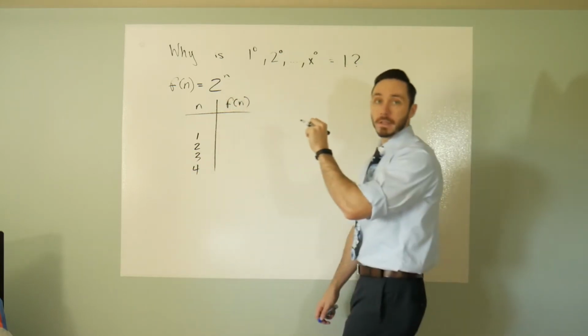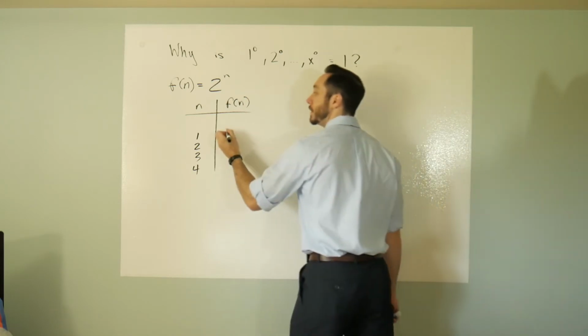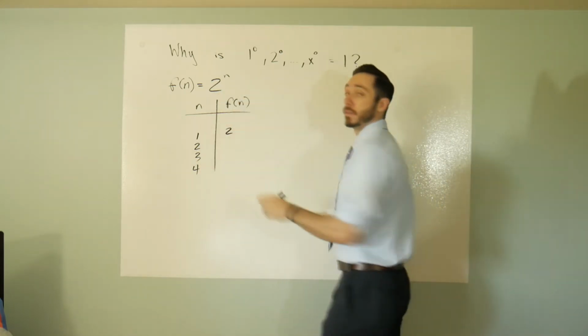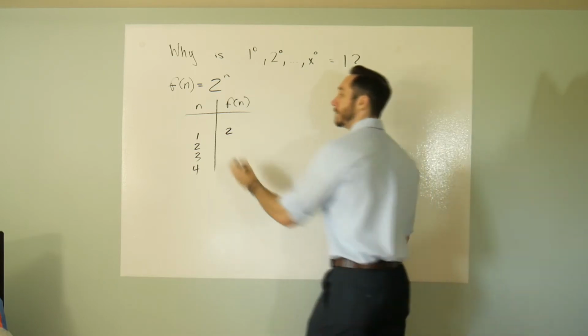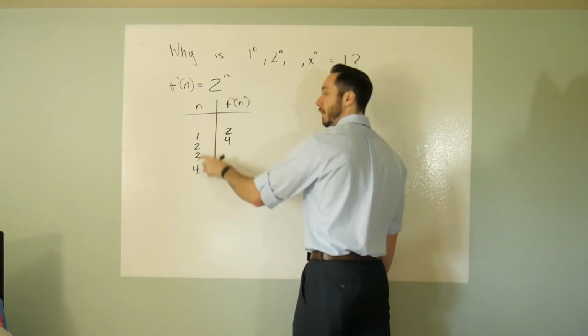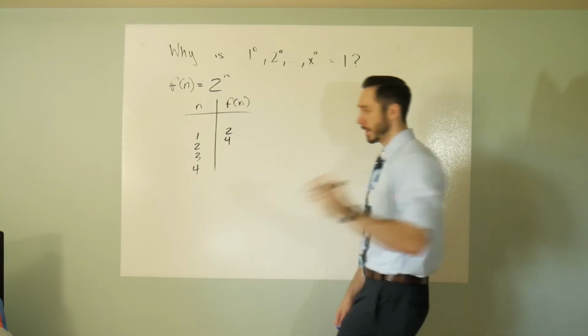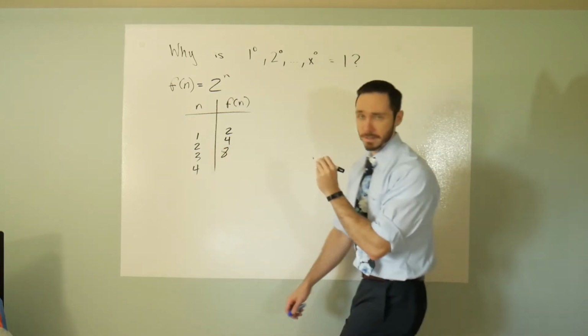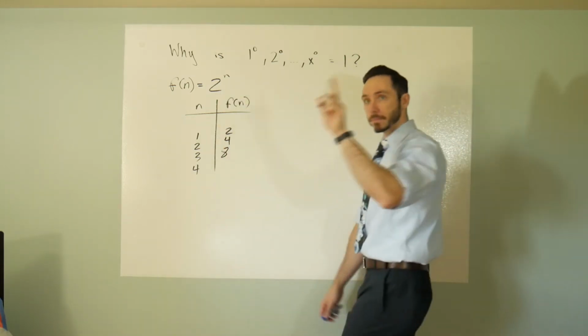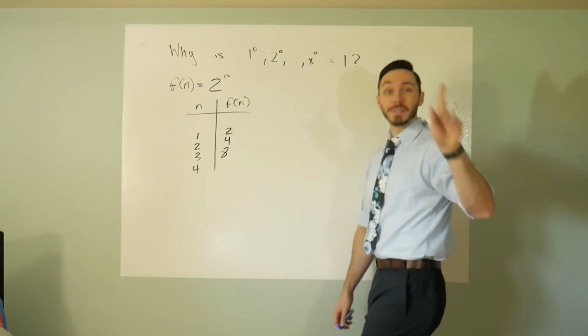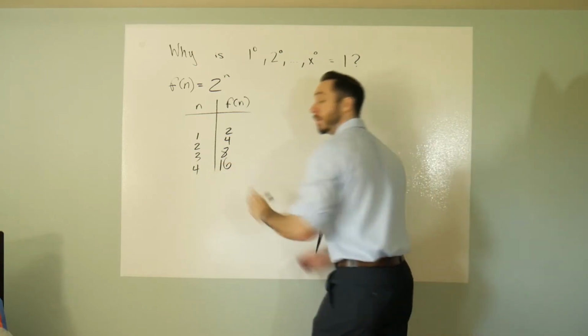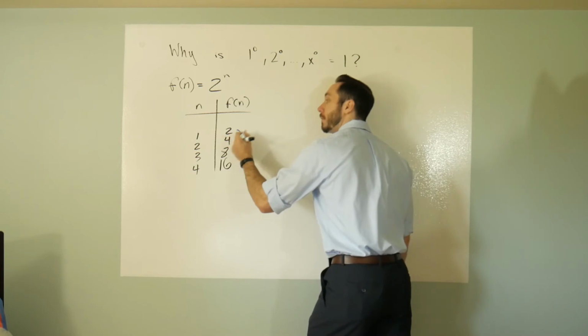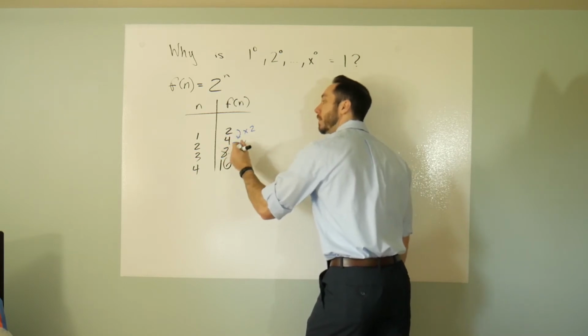2 to the first is just a single 2, which would be 2. 2 to the second would be 2 times 2, that'd be 4. 2 to the third would be 2 times 2 times 2, that's 8, not 6. A lot of people say 6 there. And then 2 to the fourth, 2 times 2 times 2 times 2, that's 16. What are we doing every time? We're multiplying by another 2.